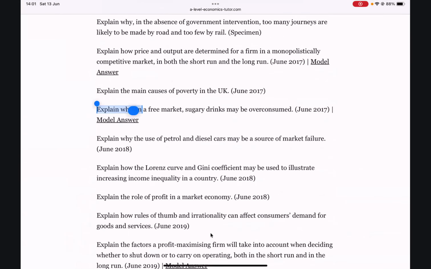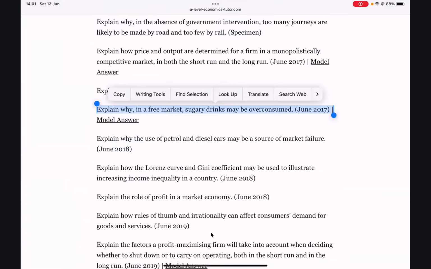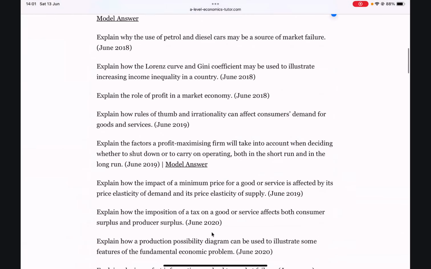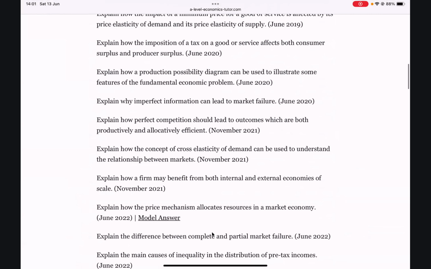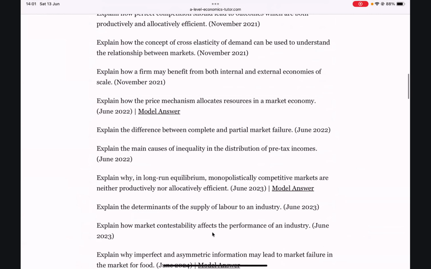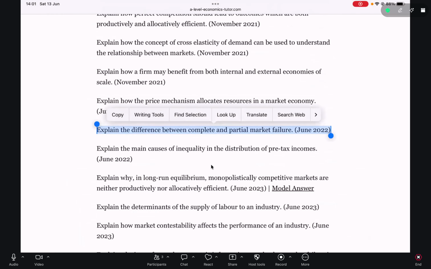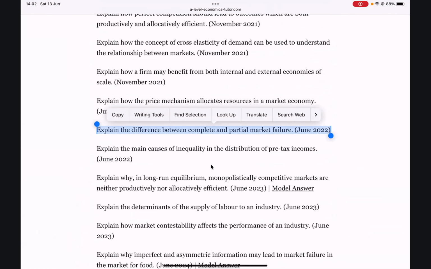You could use it for this question: explain why sugary drinks are overconsumed. You have to do externalities to explain that. You talk about negative consumption externalities. And the question that we kept on talking about was this question: explain the difference between complete and partial market failure. Complete market failure, the free rider problem. Remember, I asked you to do half of it, just the complete part. And what would you write for partial market failure? That's what we're doing now.